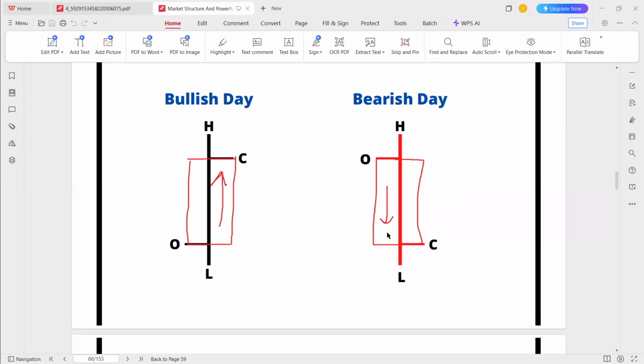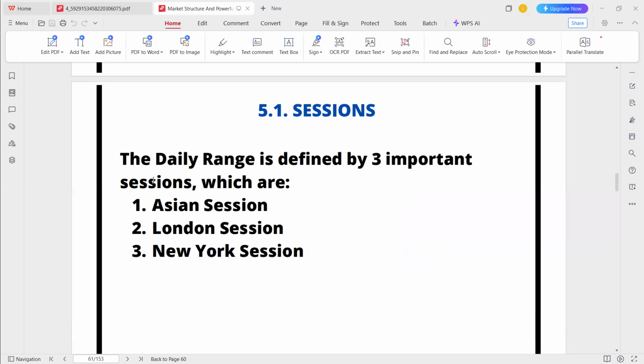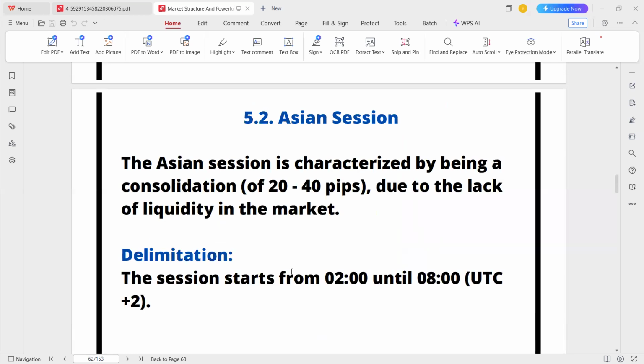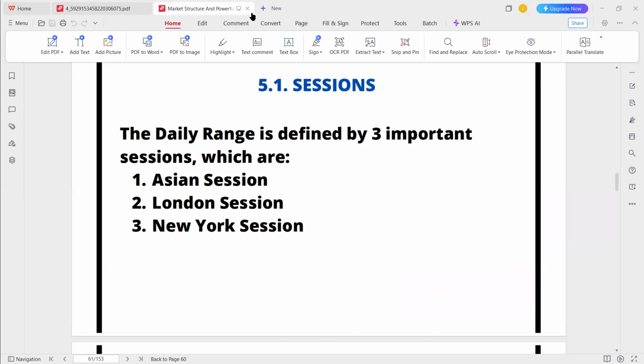All right, so sessions. The daily range is defined by three important sessions, which are the Asian session, the London session, and the New York session. As a trader, you need to check with your own self, with the inner you, and figure out which session works best for you. You can also consider the time zone which you're in. So for those on the Southern Hemisphere, or for most African traders, I think we are lucky because we can trade both these sessions. They usually happen in the daytime, depending on your time zone. Both of these happen during our daytime.